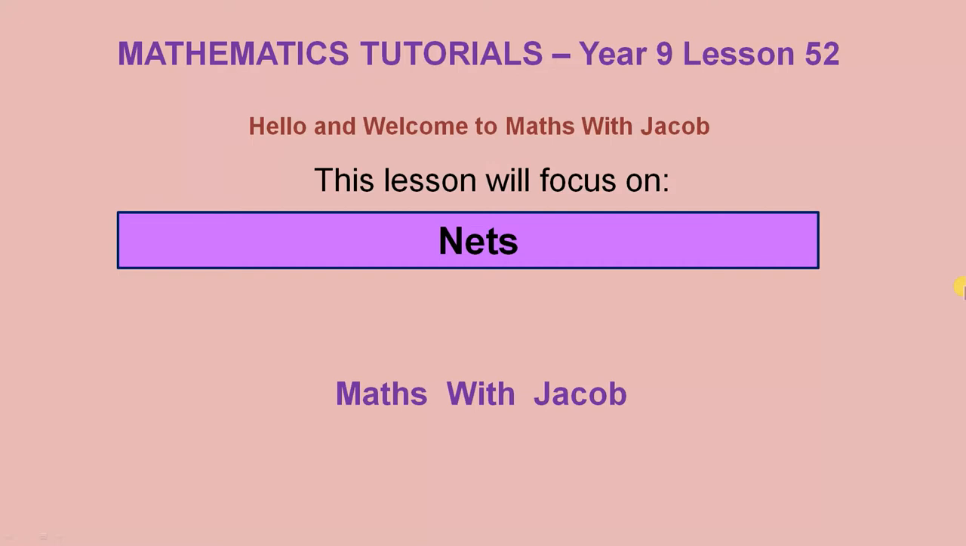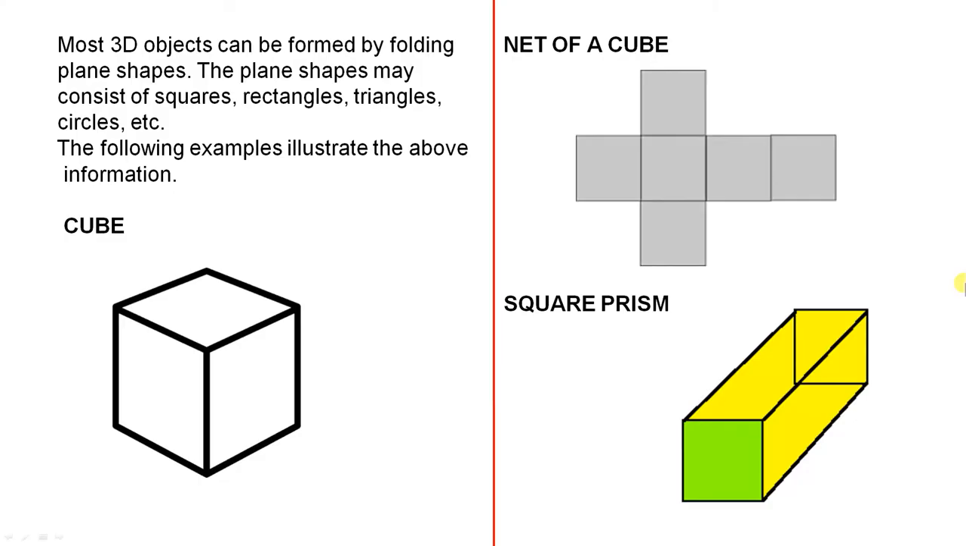This lesson will focus on nets. Most 3D objects can be formed by folding plane shapes. The plane shapes may consist of squares, rectangles, triangles, circles, etc. The following examples illustrate the above information.